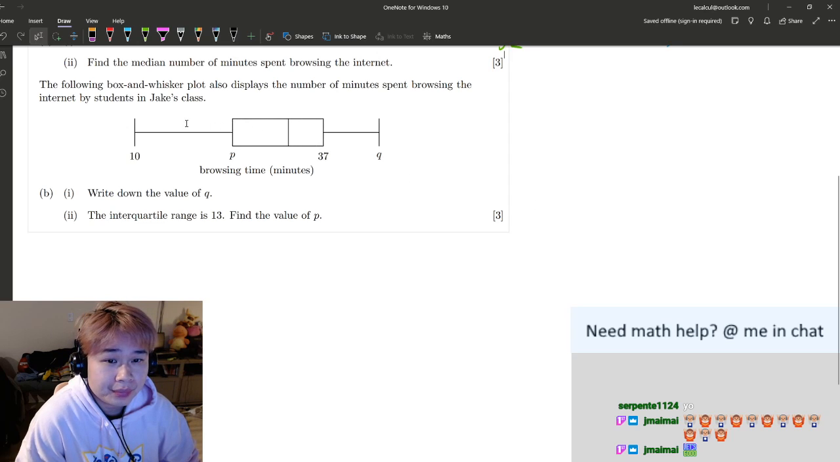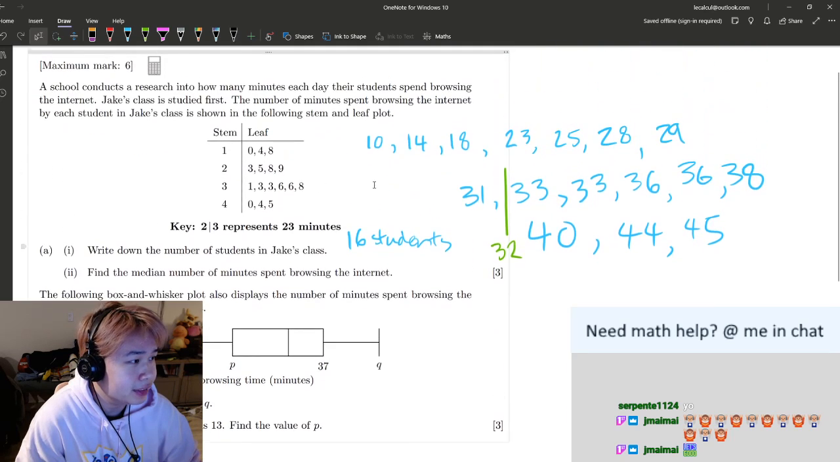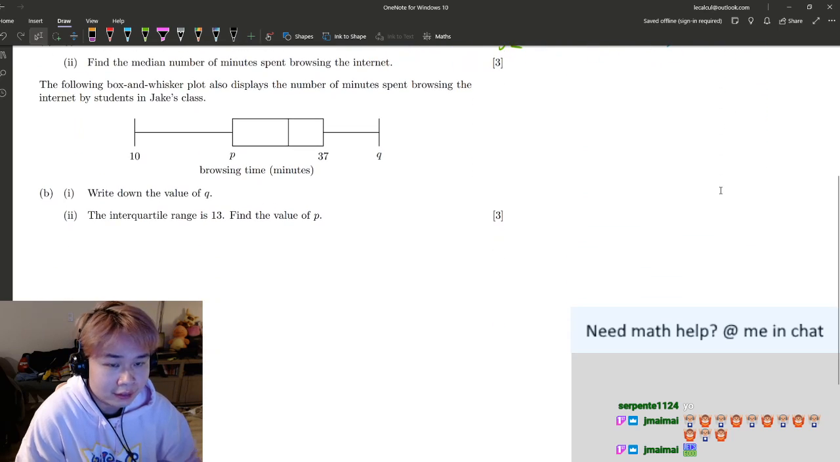And then here's our box and whisker plot, and then we need to determine the value of Q. So in a box and whisker plot, the outer whiskers are the smallest and largest entries. The middle one is your median, and the ends of your boxes are your first and third quartiles. So finding Q first, that's just the largest amount of time spent on the internet, which is 45.